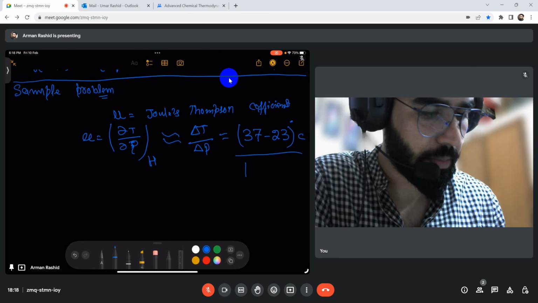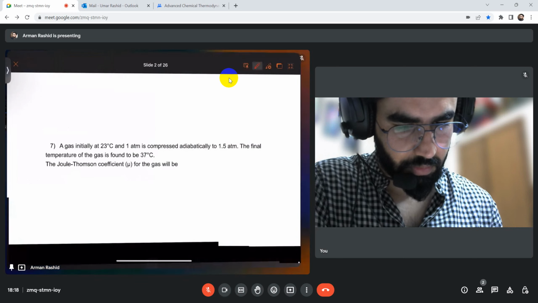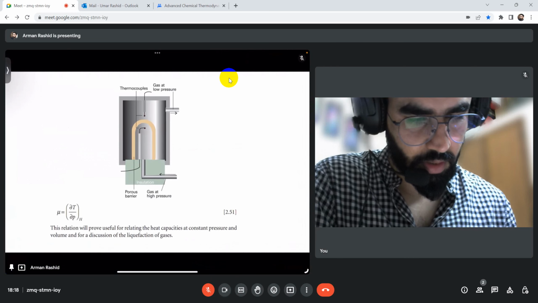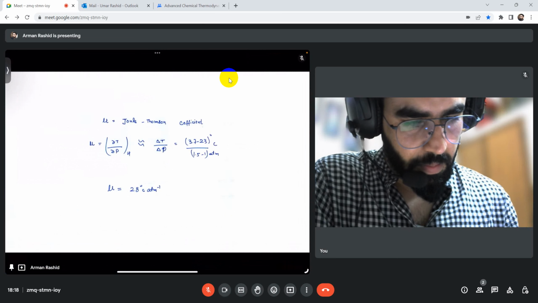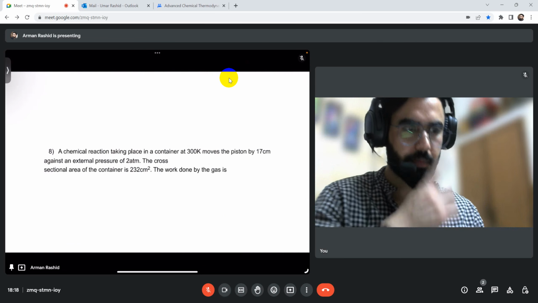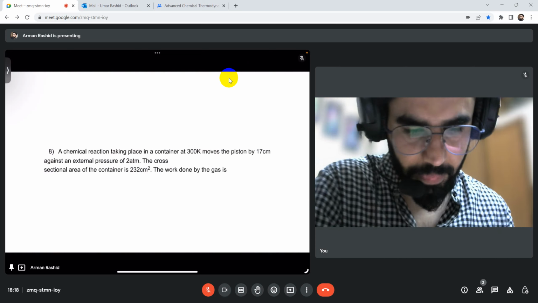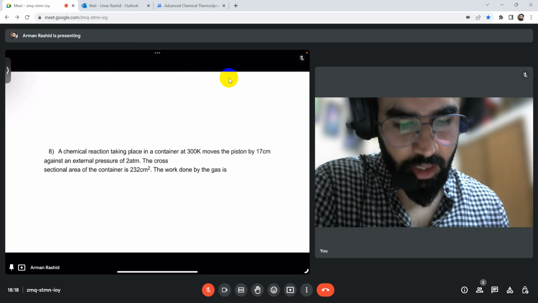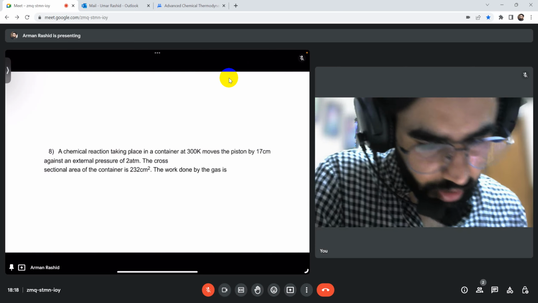Okay, now we have another problem. This problem states that a chemical reaction takes place in a container at 300 Kelvin and moves the piston by 17 centimeters against the external pressure of 2 atmospheres. The cross-sectional area of the container is given, and we need to find the work done by the gas. So this problem is regarding the work done by the expansion of a gas under constant external pressure.